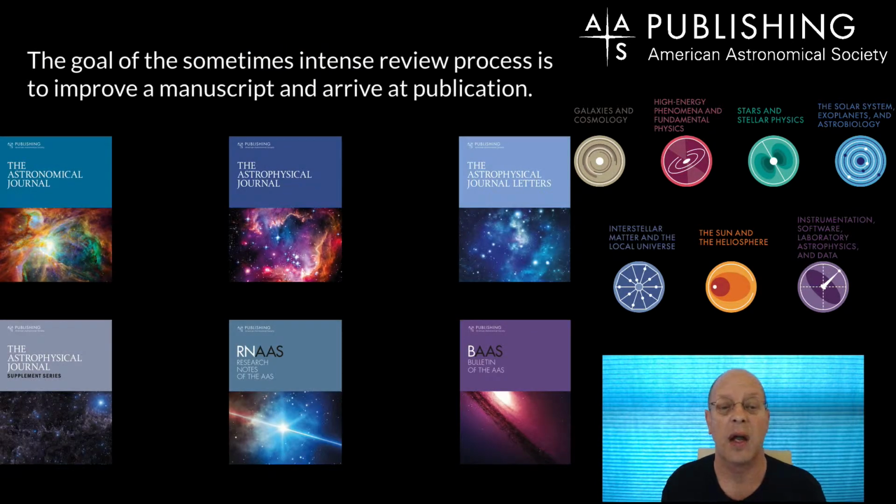And so we'll start off by reminding of what the goal of the peer review process is. So the goal of that sometimes intense review process is to improve a manuscript and arrive at publication. And this is just reflecting what the community wants to do. The community generally puts in helpful reports to improve a manuscript and bring it to publication, as opposed to writing reports that effectively attempt to kill most papers from publication. And there are some of, at least my favorite journals, AJ, APJ, Letters, Supplement, Research Notes, and the Bulletin. Okay, so we want to improve a manuscript and bring it to publication.